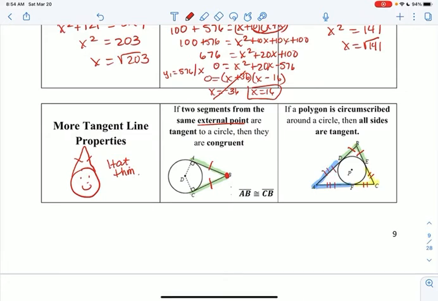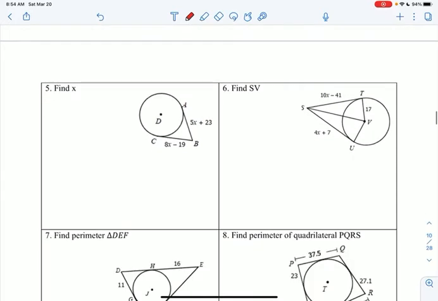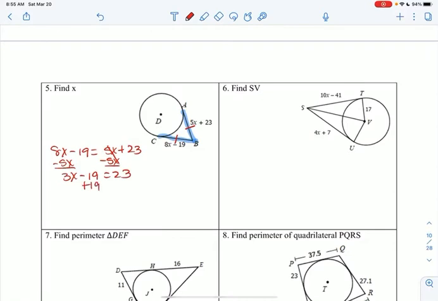So using that, we're going to just try a few problems on the back, not too many, so you can see how that works. So number 5, these are just tangent lines. They're meeting at an external point, therefore they are congruent to each other. All you're going to do is set them equal to each other and solve. Okay, so 8x minus 19 equals 5x plus 23. I'm going to subtract the 5x because I'm solving for x here. Add 19.